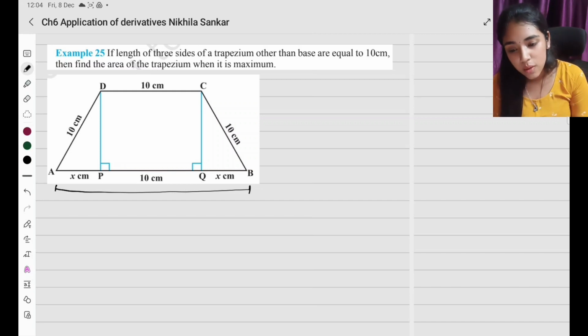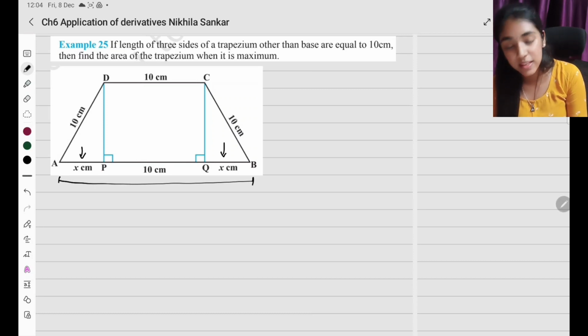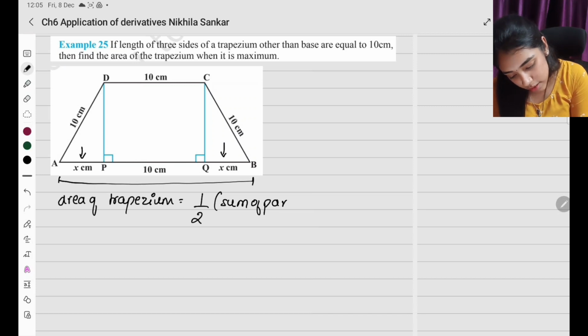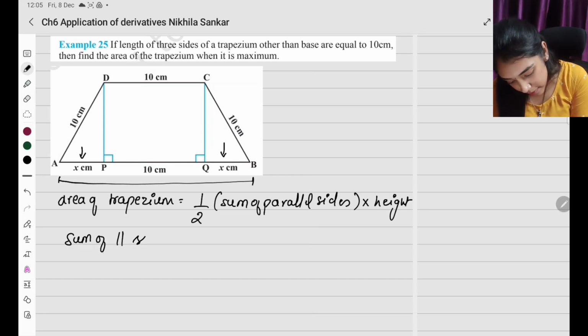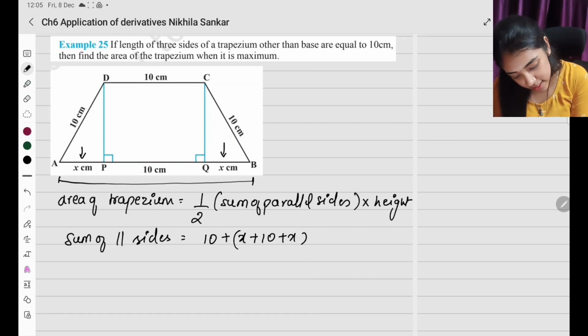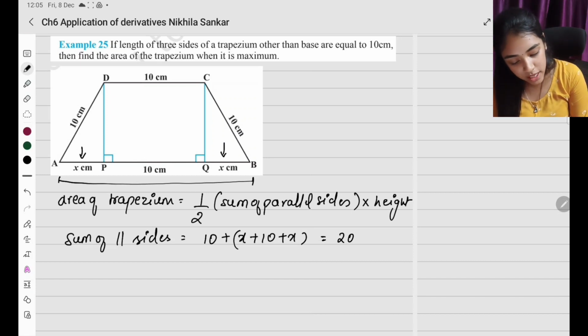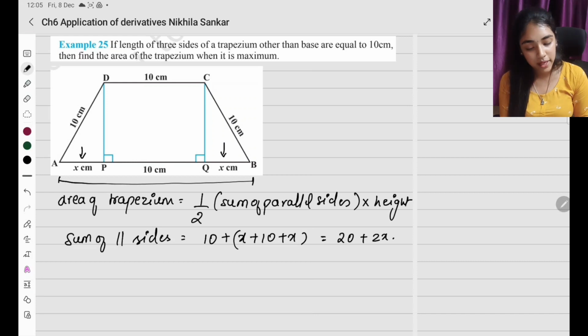Okay. So when I do that, I'm going to take this point to be x and this length to be x. So what is the area of the trapezium? Area of trapezium is going to be half into the sum of parallel sides into height. Sum of parallel sides is going to be 10 plus x plus 10 plus x. Correct? The two different sides, DC plus AB, is going to be 10 plus x plus 10 plus x, which is going to be 20 plus 2x. So this is my sum of parallel sides.